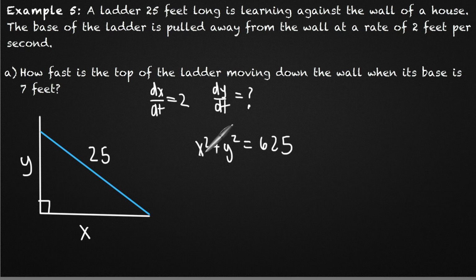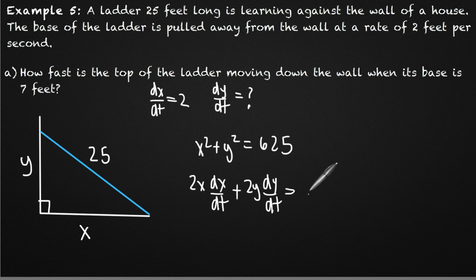All right, let's go ahead and take the derivative all the way across. 2x dx dt plus 2y dy dt equals 0. Derivative of 625 is 0. All right, so we know dx dt is going to be 2. So that's going to be 4x. And then plus 2 times y.